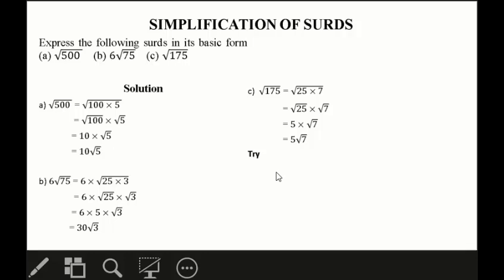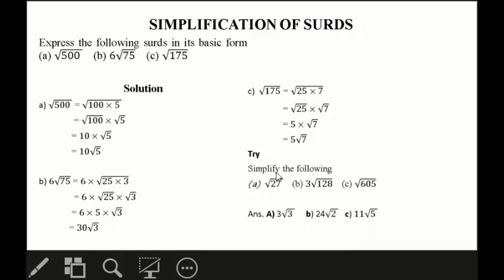So these are some trial examples. I want you to try on your own. So simplify the following expressions. A, the root of 27. B, 3 root 128. C, the root of 605. So our answers are below. The first one will give you 3 root 3, right? Good. The second one will give us 24 root 2. And the last one will give us 11 root 5.